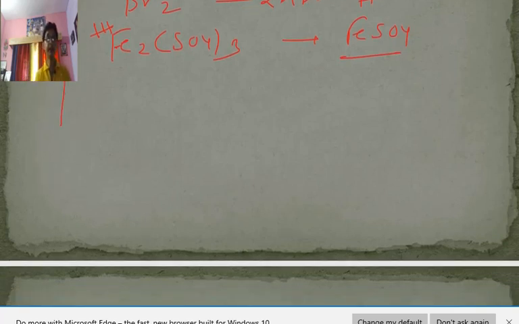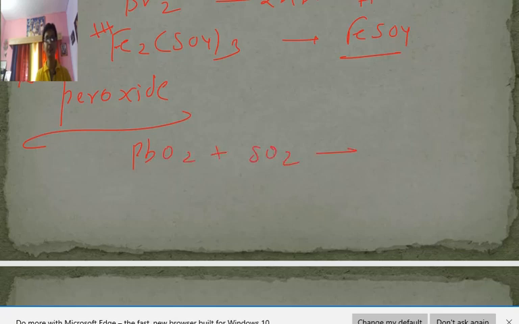With peroxides the reaction is easy. PbO2 plus SO2, the product is PbSO4. Sodium peroxide Na2O2 plus sulfur dioxide. It means the peroxide goes to sulfate: lead peroxide gives lead sulfate, and sodium peroxide gives sodium sulfate.